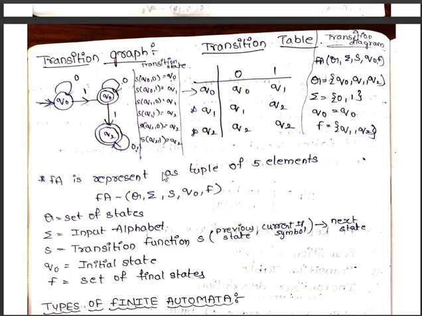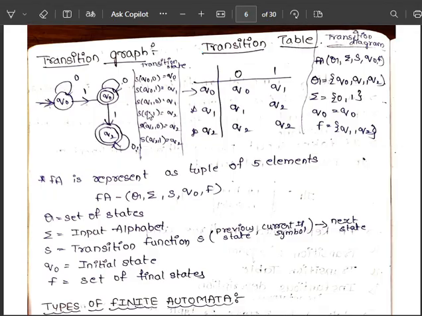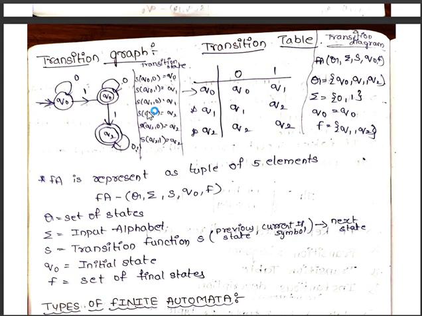So let's understand. The first one is Q, which is nothing but the set of states. Like, what are the states here? If you see this example, the states are Q naught, Q1 and Q2. So these are the 3 states. The finite number of states is 3. I will be explaining with a detailed example. For now, understand the meaning of each and every element.